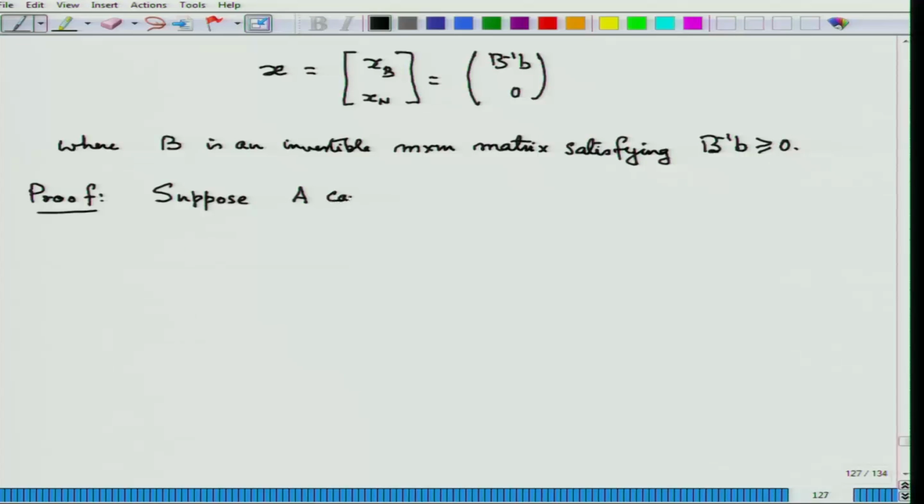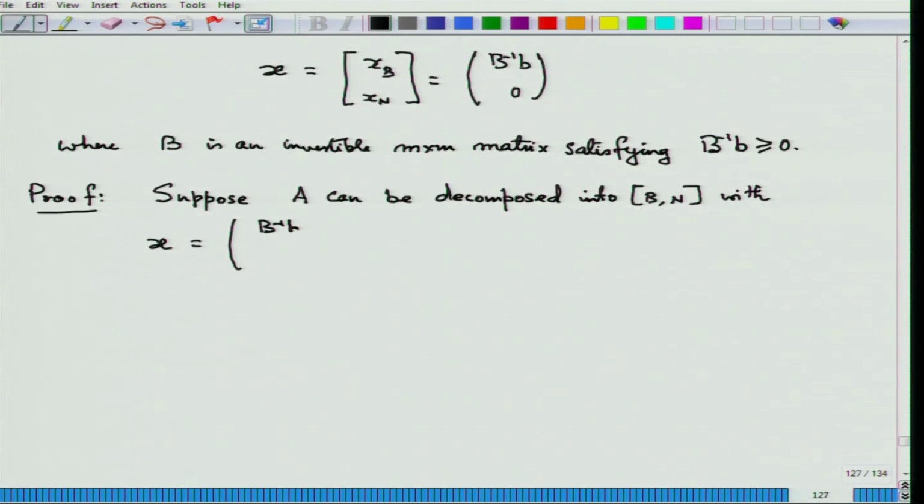Suppose A can be decomposed into B and N, with x equal to this, which is whatever I have assumed in the result. I want to show that if I have a BFS, it is actually an extreme point.